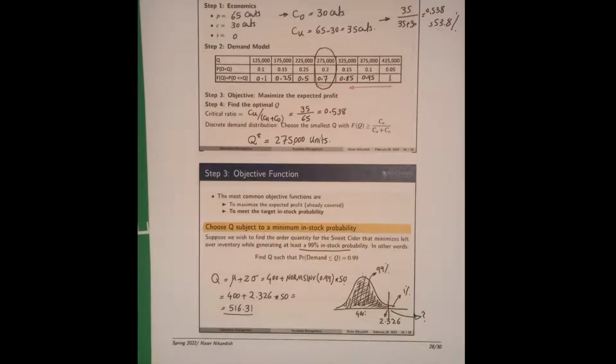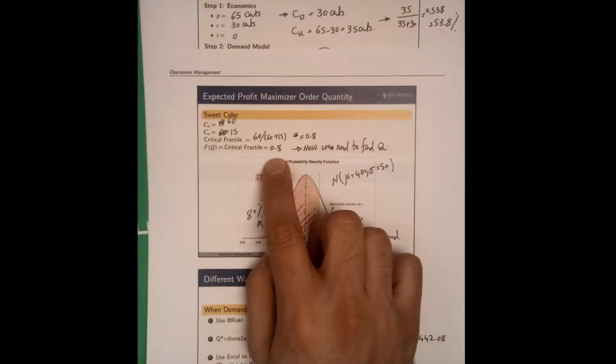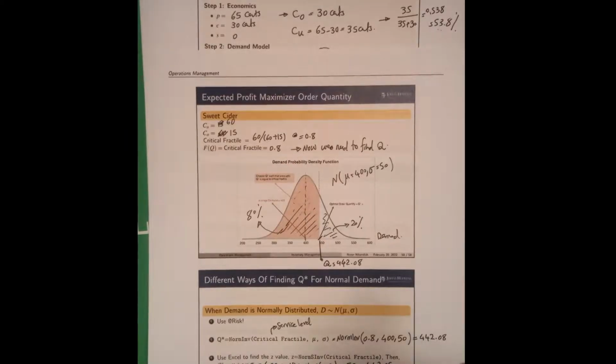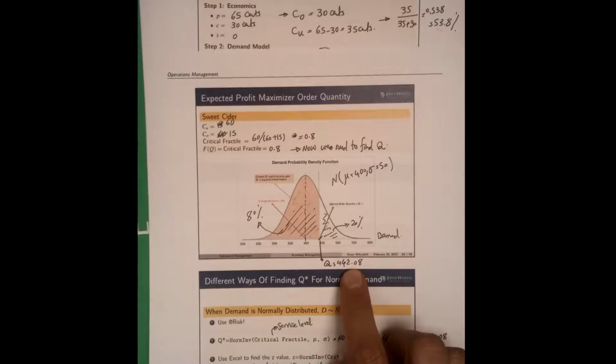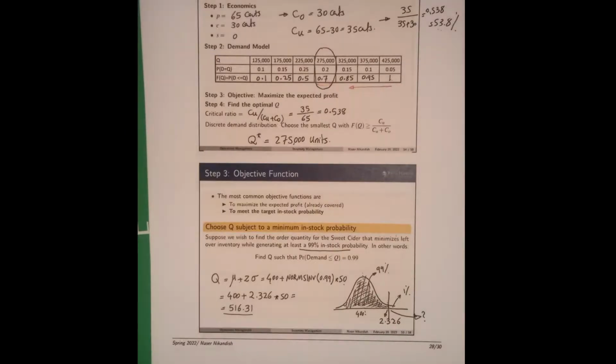If I want to satisfy 99% of customers' demand, I have to store 516.31 units. Let me compare that with the situation where we satisfied only 80% of customers' demand. Remember, if you want to satisfy 80% of customers' demand, which is, by the way, going to minimize your cost or maximize your profit, you only need 442 units of inventory. Now that I am amping up my service level, the percentage of customers' demand that I want to satisfy, from 80% to 99%, you have to store a lot more inventory.